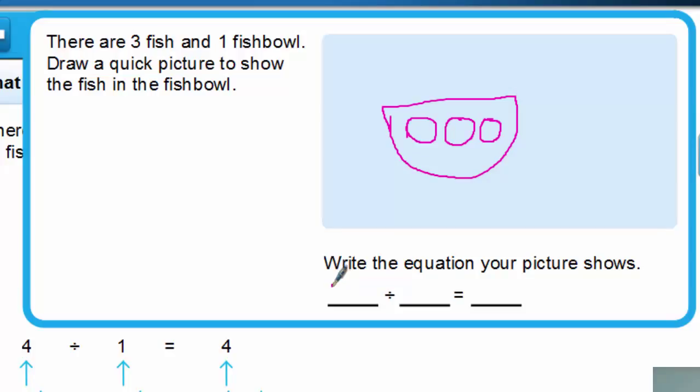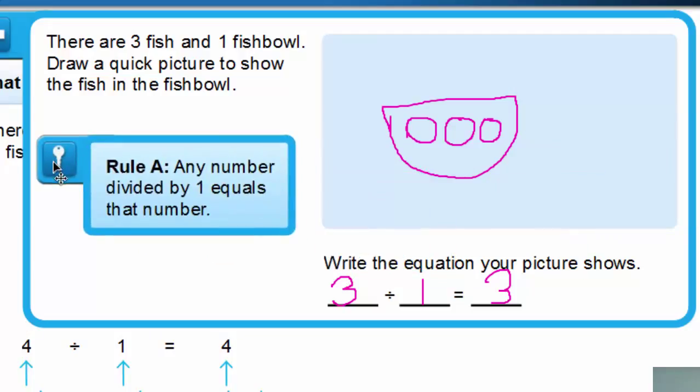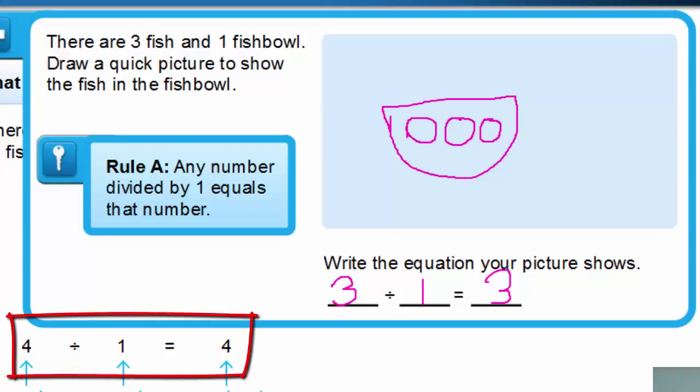We have 3 fish divided into one group, one fishbowl. How many in the fishbowl? That's right, 3. 3 divided by 1 equals 3. Here's the rule. Any number divided by 1 equals that number. If you look down here, we have 4 divided by 1 equals 4. 3 divided by 1 equals 3. So any number divided by 1 equals that number.